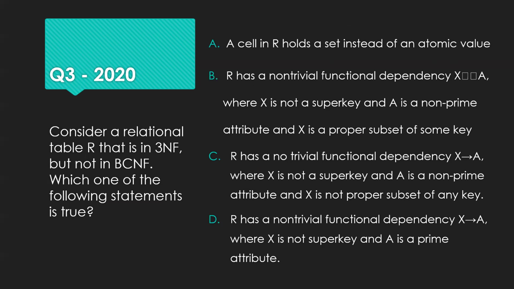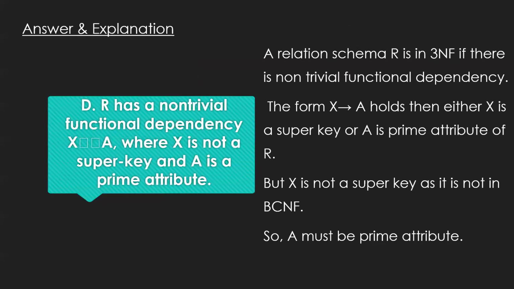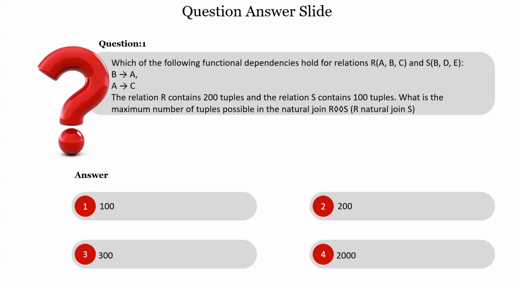Which one of the following statements is true? So D is true here, because if a relation schema R is in 3NF, and a non-trivial functional dependency of the form X implies A holds, then either X is a super key or A is a prime attribute of R. So A must be a prime attribute.